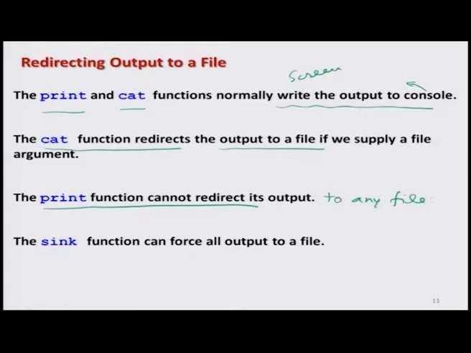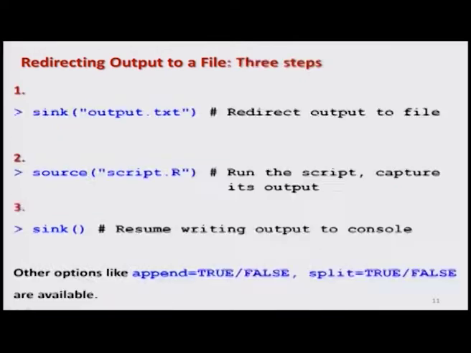Now, we are going to use here the function sink, which will force the cat function to redirect the outcome to a file. Cat function cannot do it alone. In order to do it, there are 3 steps that we have to follow. First of all, I have to use the function sink, and inside the double quotes I have to write the name of the file in which we would like to store, or redirect, the outcome of a program.